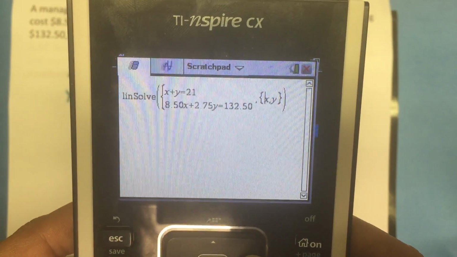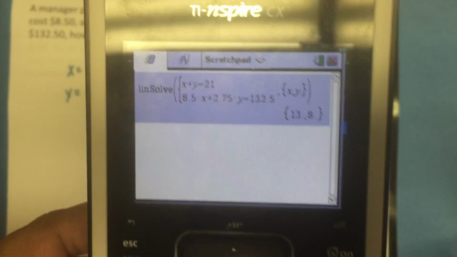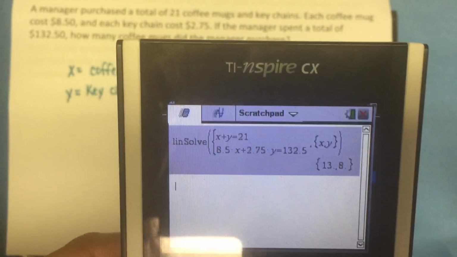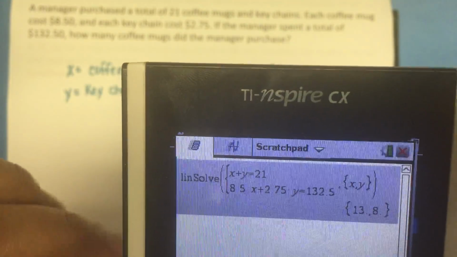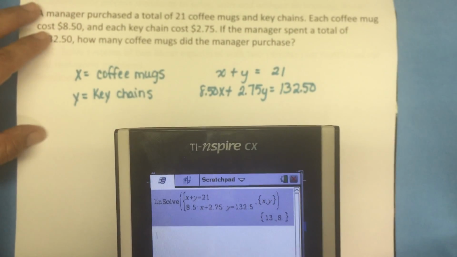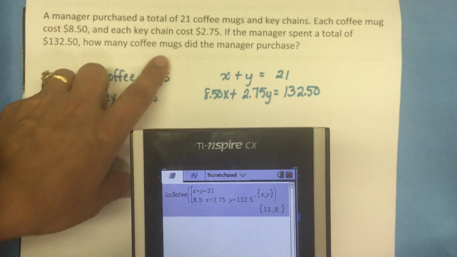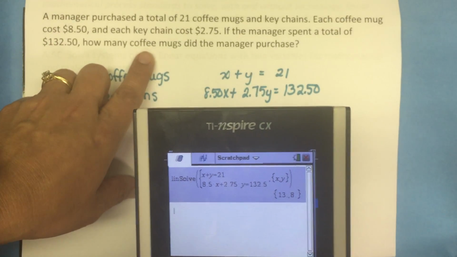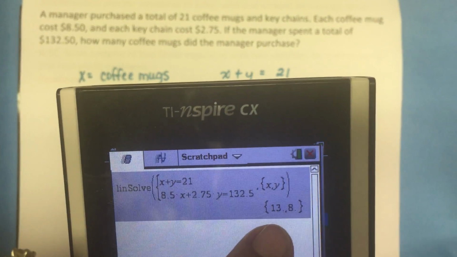Once I've entered those two equations, all you have to do is hit enter and it will give you the solution of the system. So we get the answer 13, 8. That means the x coordinate of the solution is 13 and the y coordinate is 8. So we have to go back to the variables that we identified. X is our coffee mugs, and that's what we are looking for. So how many coffee mugs were sold? 13, because 13 is the x coordinate of our solution.